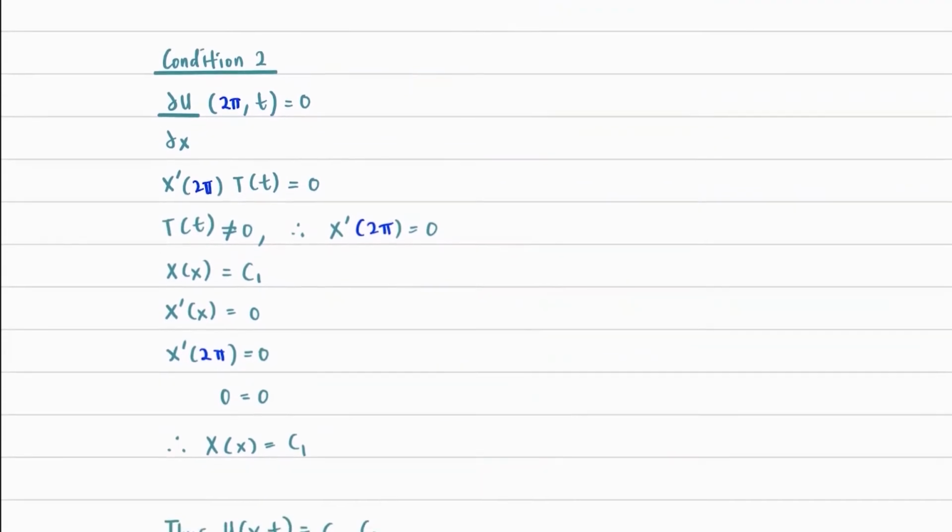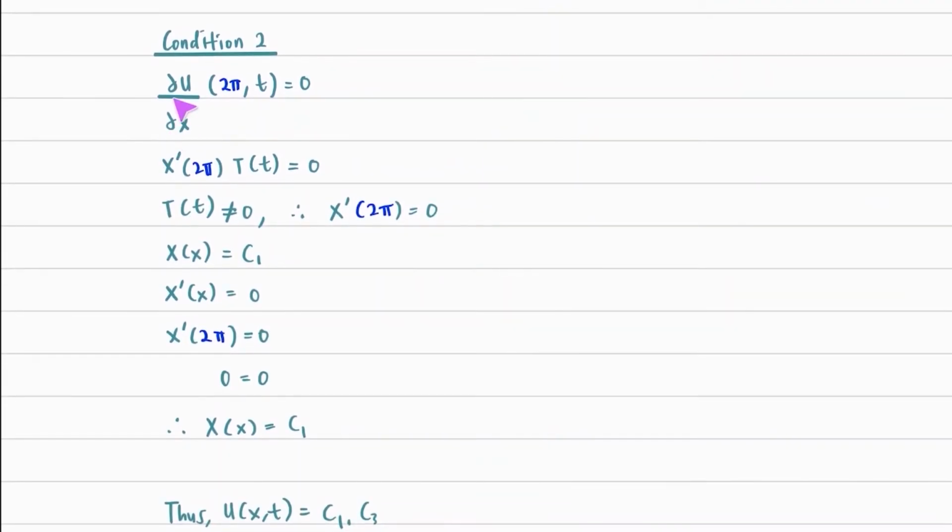After that, apply the second condition, which is del u del x (2 pi, t) equal to 0. X prime 2 pi T of t equal to 0. T of t does not equal to 0, which means that X prime 2 pi equal to 0. X of x is equal to c1. Differentiate X with respect to x, it will be 0 because we differentiate a constant. And hence X prime 2 pi equal to 0, here 0 is equal to 0. That's why X of x will be c1 only.